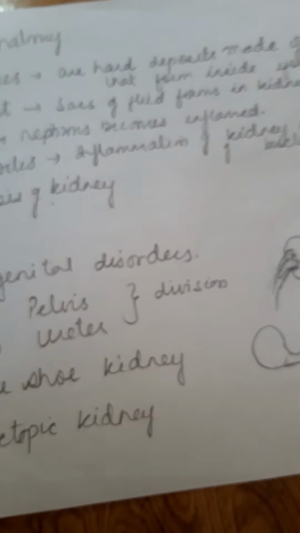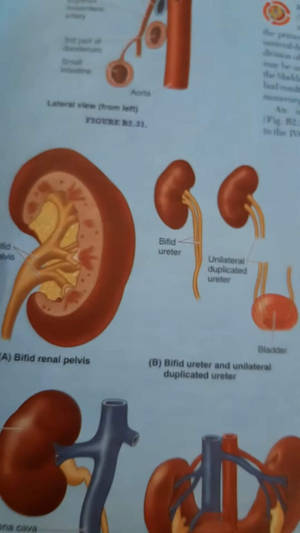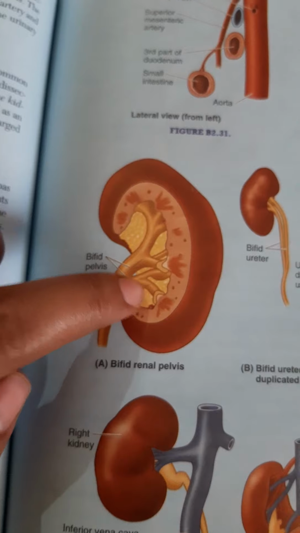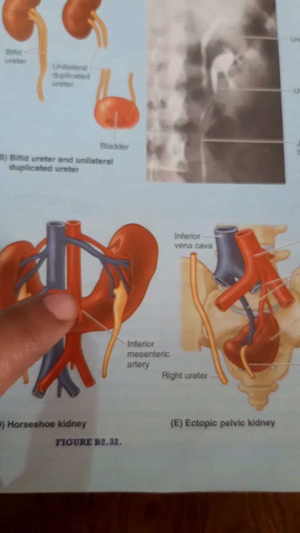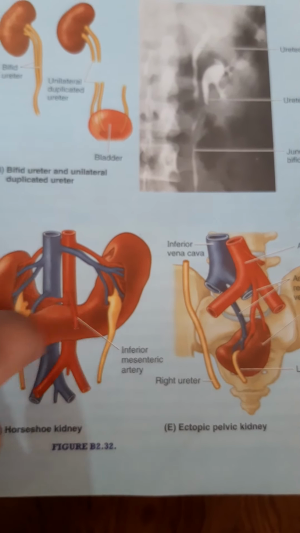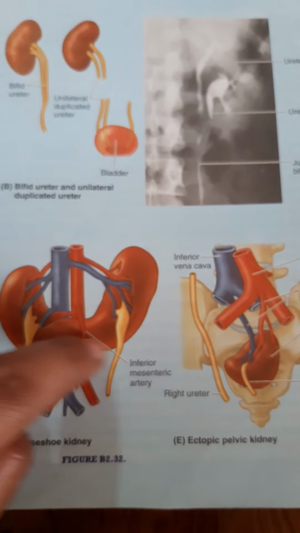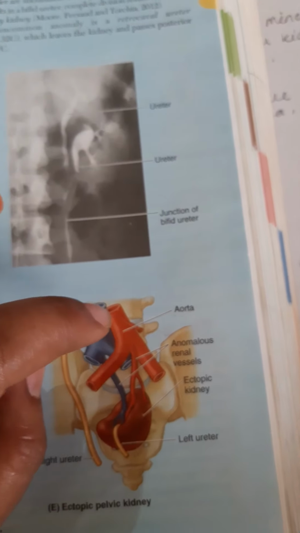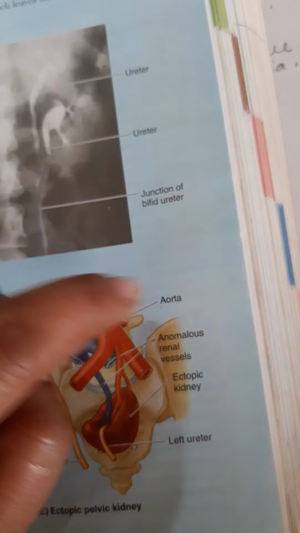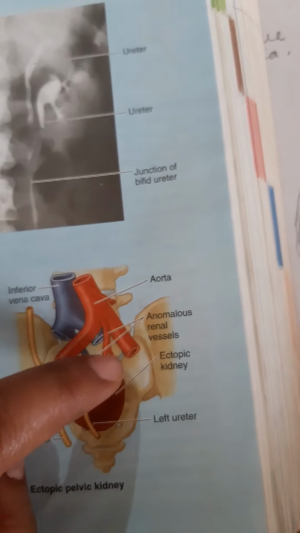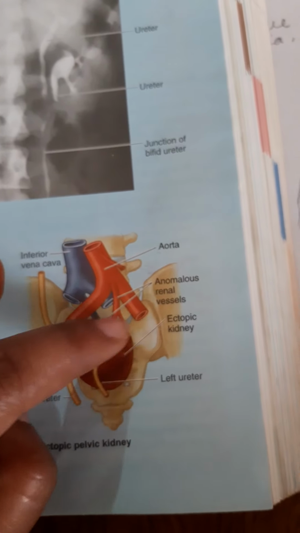I'll show you the diagram of all these disorders. This is the bifid pelvis. The pelvis can divide into two. The bifid ureter can also divide into two. This is the horseshoe-shaped kidney, in which the lower poles of the kidneys are fused together to give a horseshoe shape. Ectopic kidney: ectopic means when the organ is situated in an abnormal area. Like the kidneys are situated on either side of the vertebral column, but in this case, the kidney is in the pelvis.